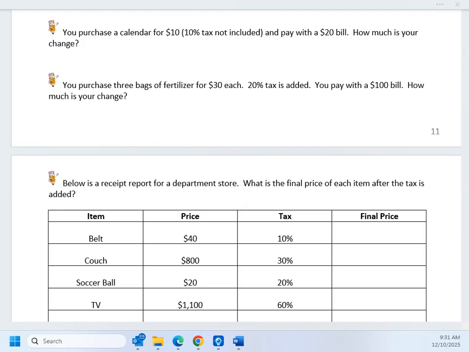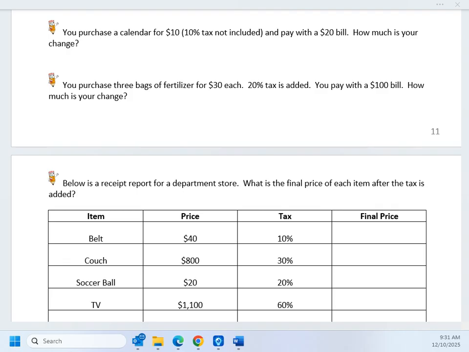And then figure out what your change should be. Do you have a question or do you have the answer? What's your question? It says 10% not included. Yep, so the price tag on the frame is $10.